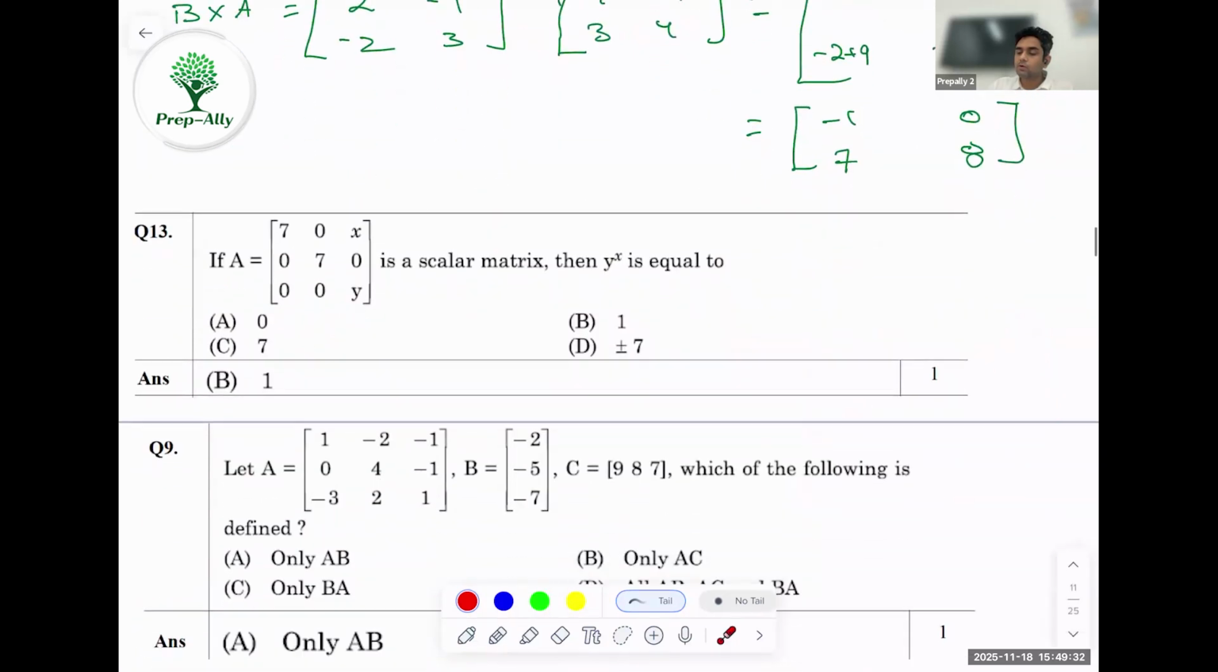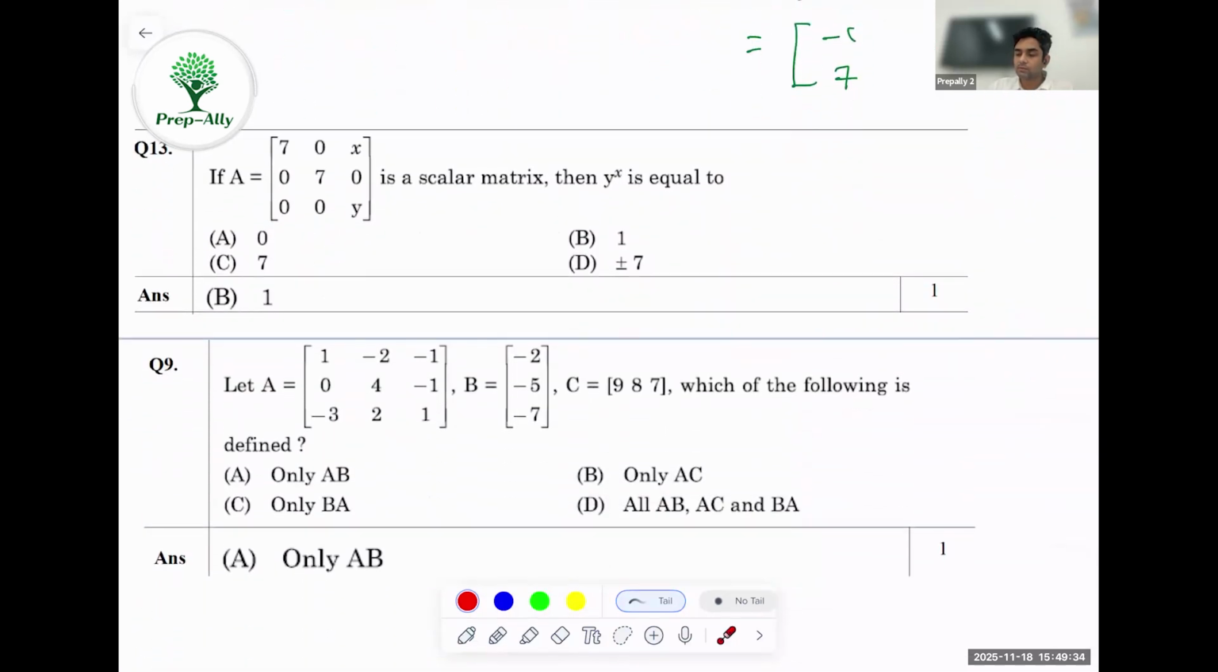Now we'll quickly move on to the questions that have come over the years in the board exams. We'll see a lot of questions on matrix in the 1 mark and 2 marks, but not in the higher marks, like 3, 4, or 5 marks. That generally comes from the determinant chapter. So let's have a quick look at this.